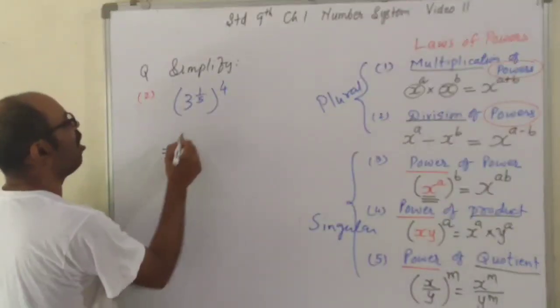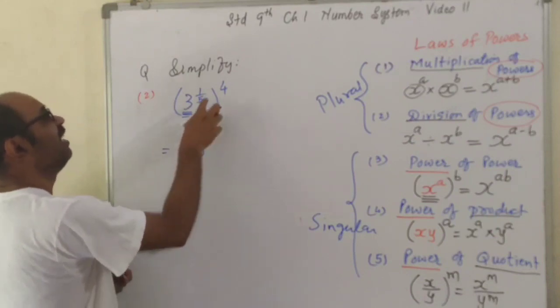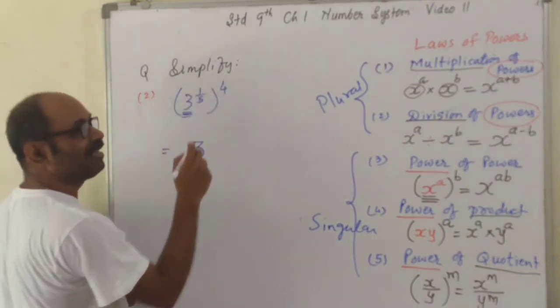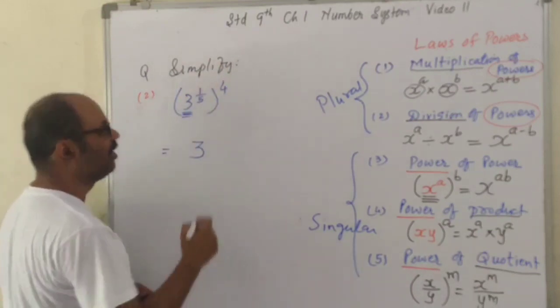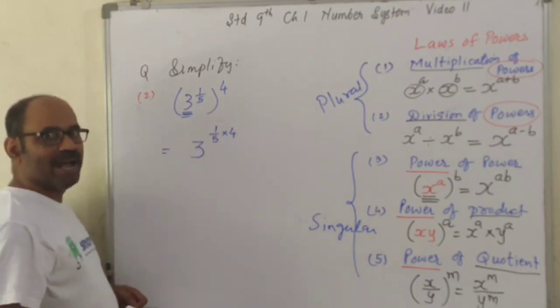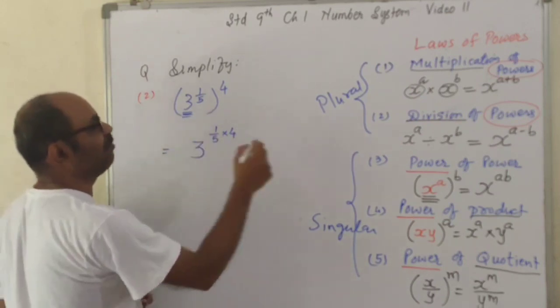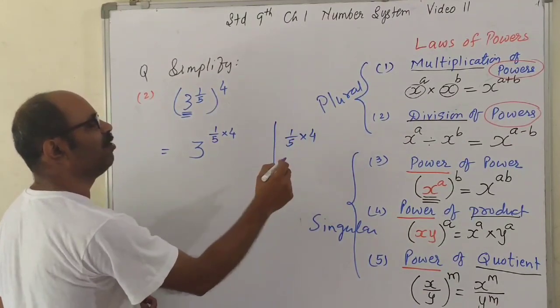So according to the law, the base of the inner power is 3. Now this is the inner exponent and the outer exponent: the exponent inside the bracket, the exponent outside the bracket. Those two we will have to multiply. 1/5 multiplied by 4. Multiply carefully. If something cancels, do it; nothing does here.